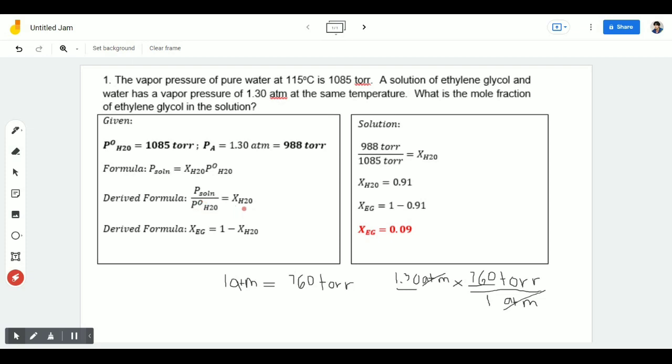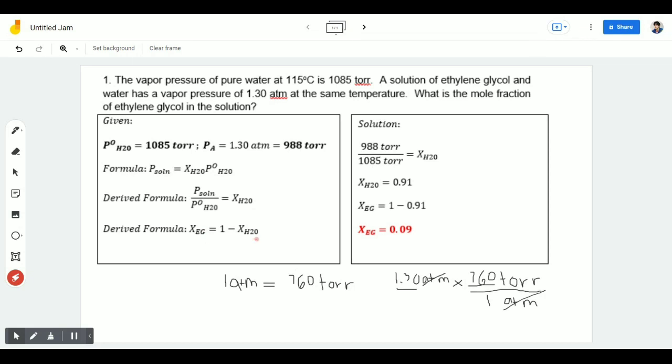And then, para mahanap naman si mole fraction ng ethylene glycol, which is ang solute natin, ay isusubtract natin si mole fraction ng solvent, which is si water, sa 1, since alam naman natin na mole fraction ng solute at ng solvent kapag pinag-add is equals to 1. Kaya ang formula para mahanap si mole fraction ng ethylene glycol ay X sub EG is equals to 1 minus X sub H2O.